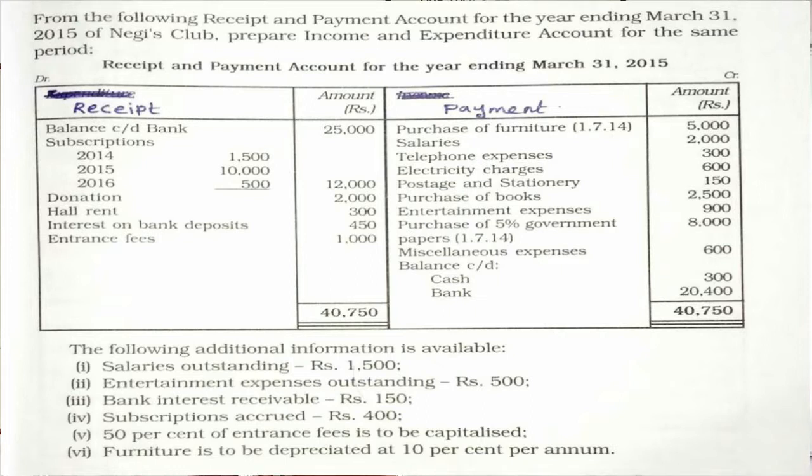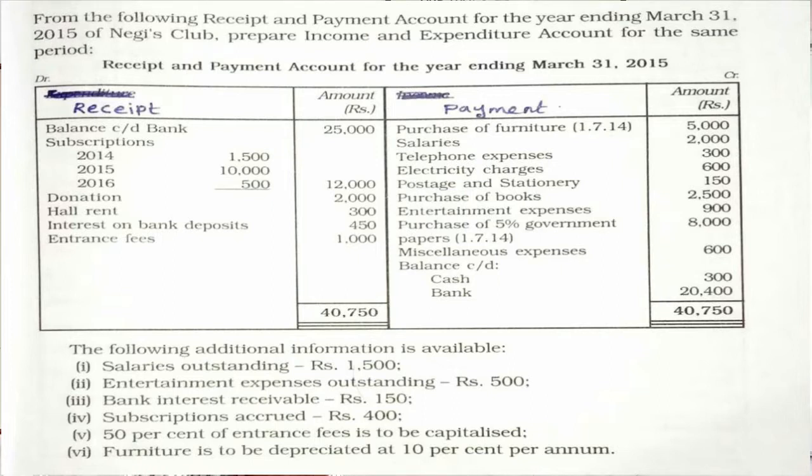Balance carried down: cash balance 300, bank balance 20,400. Both side total 40,750. And then additional information, the first one, salary outstanding, rupees 1,500.